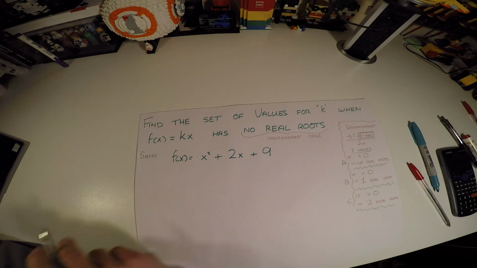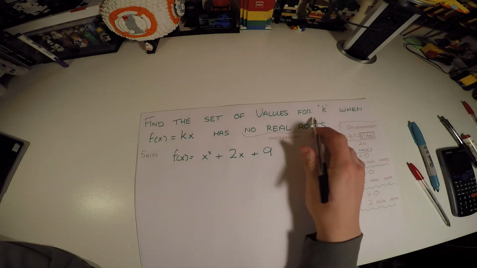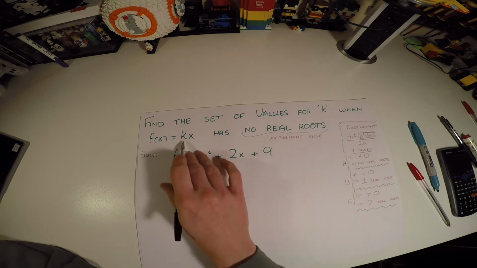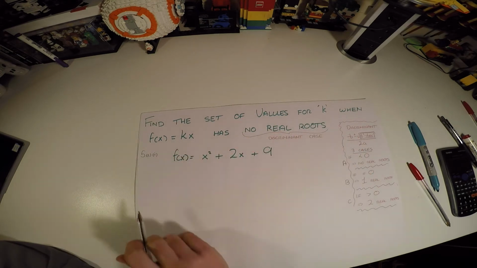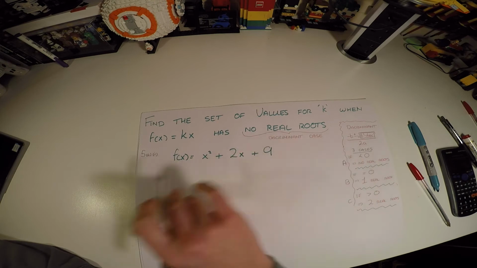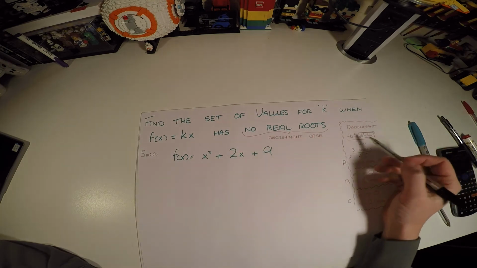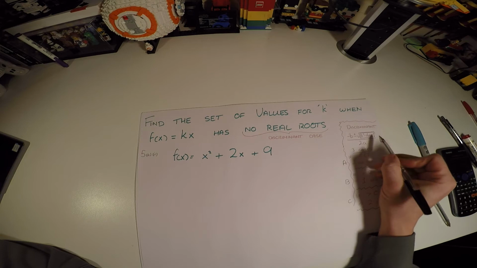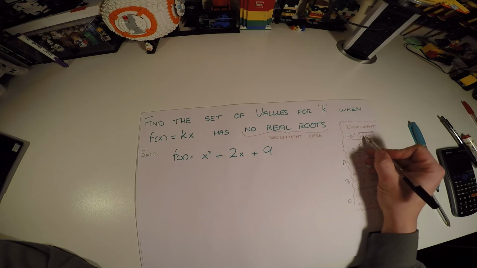Now we're on to part 2 of A on question 5. So it says find the set of values for k when f of x is equal to some k of x and it has no real roots. This is a discriminant case. Now to remind you of the discriminant, if you look at the minus b formula, the part under the square root, b squared minus 4ac, is known as the discriminant.